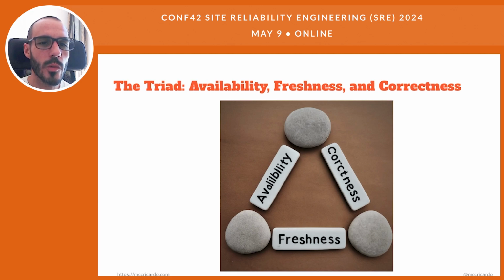To achieve true reliability in event-driven systems, let's concentrate on three fundamental pillars. Freshness assures timely data. Availability ensures services stay responsive. Correctness prevents flawed decision-making by maintaining data integrity. These aren't just buzzwords. These are measurable metrics that drive user experience.